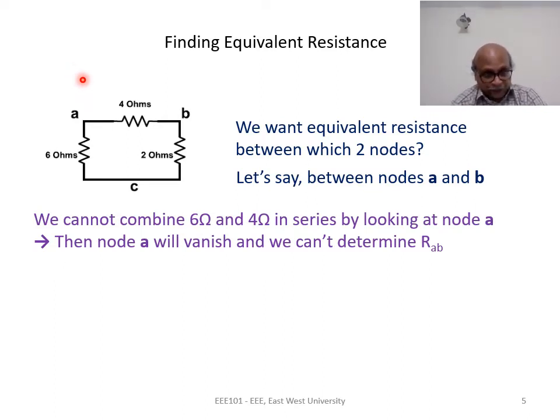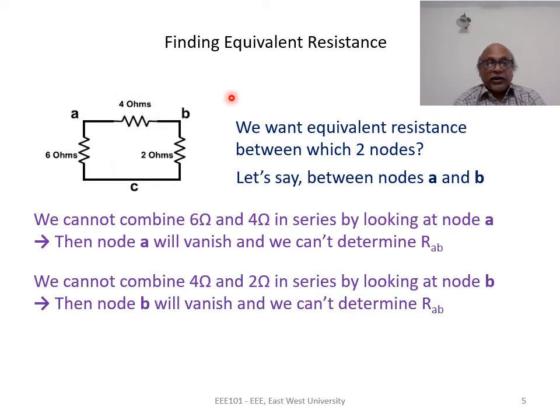RAB. Similarly, if I look at node B and decide to combine 4 ohms and 2 ohms in series, the resulting 6 ohms will appear between node A and node C, but node B will vanish. If node B vanishes, how can we find RAB?